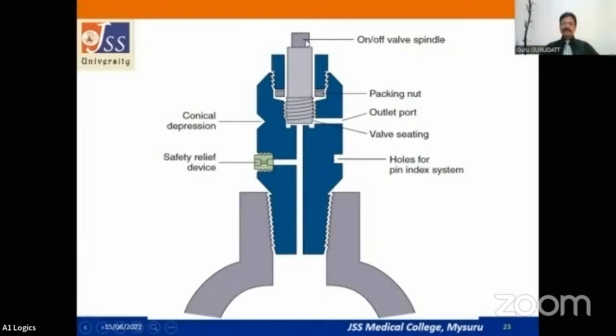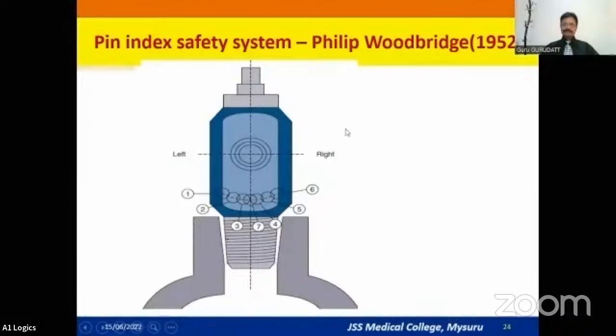This is very important for us to know, how to open the cylinder itself. You have to only rotate the spindle and not the gland nut. This is the packing nut or the gland nut. This is mainly to see that the packing is properly placed inside. And you can see on the opposite side, you have the safety relief device and the conical depression. Below the port, we have the holes for the pin index safety system.